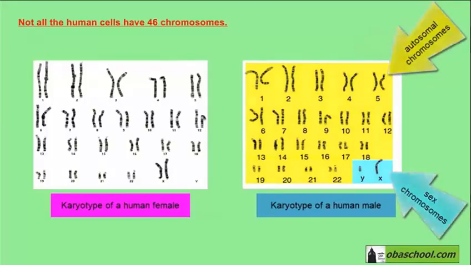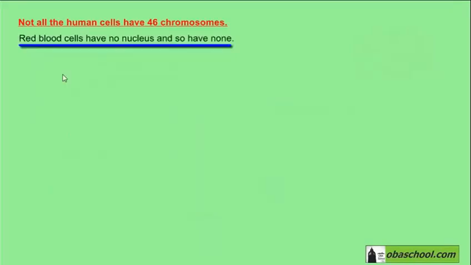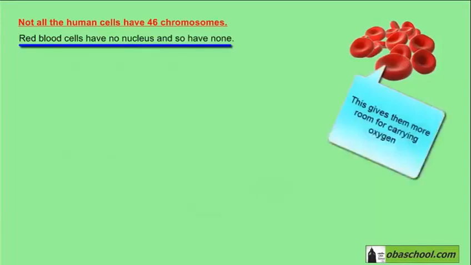However, these are body cells, which means they are cells from the body of the human. For example, red blood cells have no nucleus. If they have no nucleus, they have no DNA and no chromosomes. So body cells of humans have 46 chromosomes. Red blood cells have 0 chromosomes. And this is an important adaptation so that they have more space for carrying oxygen.